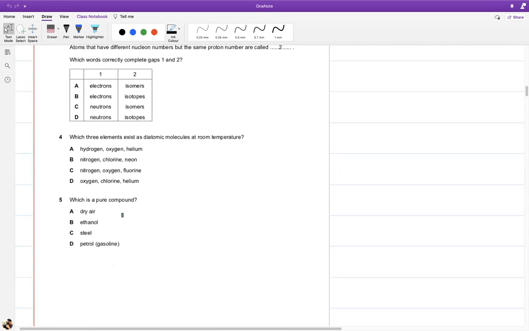All right, which is a pure compound? So ethanol, clearly. Dry air is not a compound, it's a mixture mainly of nitrogen. Steel is carbon, iron, and something else. Petrol, while it may seem that it's a pure compound, it's not. It's a mixture of hydrocarbons which are really close to each other in terms of Mr and all that, which is why we just use it and burn it.